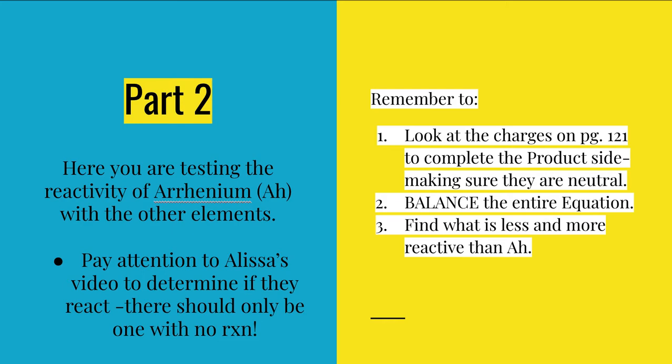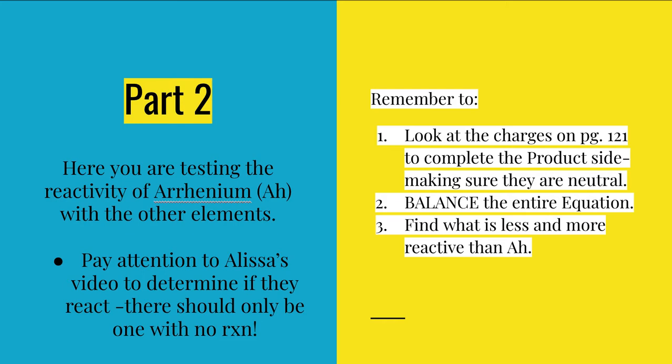Alrighty, so part 2, as is on your report sheet, you're testing the reactivity of iridium here, or AH, with all of the other made-up elements. So your whole purpose of this lab, if it wasn't clear before, is that you're going to go through all of these reactions. You're going to figure out the reactivity of each of these fictitious elements, which are actually real elements, but they're given another name for this lab. And then you're going to create your own activity series.